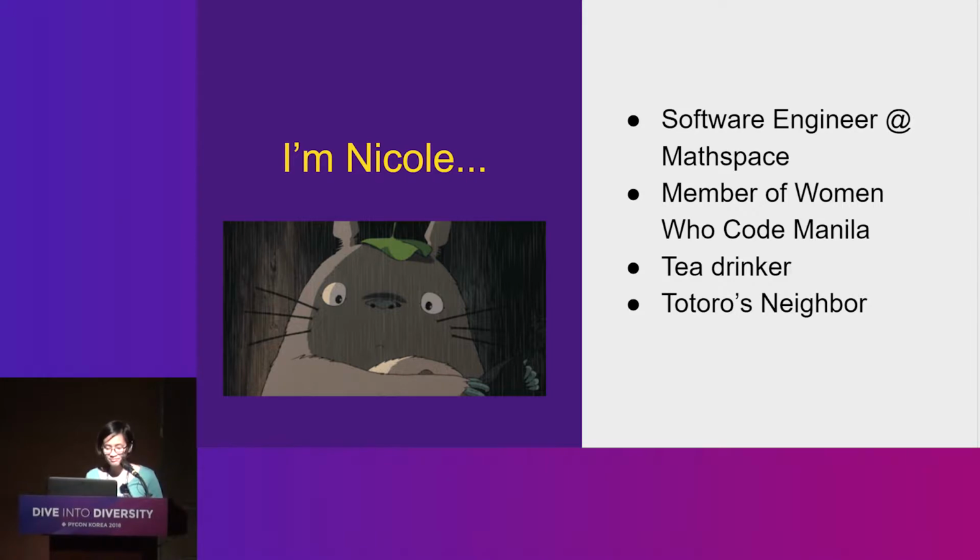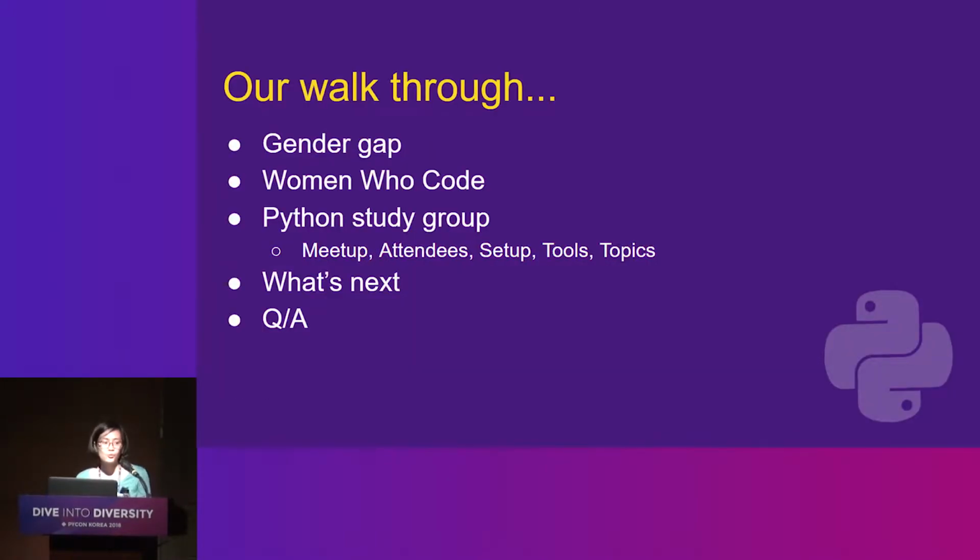So, our walkthrough. We will first start with a brief introduction on the gender gap issue. Then, I'll introduce you to our organization, Women Who Code. And then, we'll proceed to our Python study group, our meetup, who are our attendees, the setup we have, the tools we use, and the topics we currently have, and what's next for us. Save your questions for the end of my talk, because we'll have a Q&A.